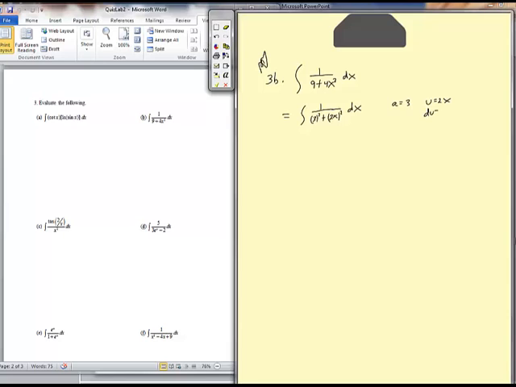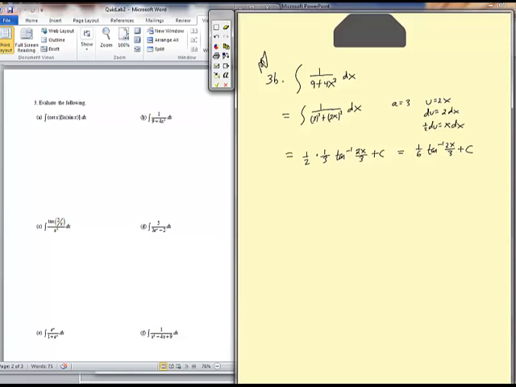But keep in mind, if u is 2x, then du is 2 dx, or 1 half du is dx. So when we crank this through our basic arctan formula, we should get 1 half, coming from the 1 half du, times 1 over a, times inverse tangent of u over a, plus c. I'll just simplify that to 1 sixth inverse tangent of 2x over 3 plus c. And that's all there was to 3b.